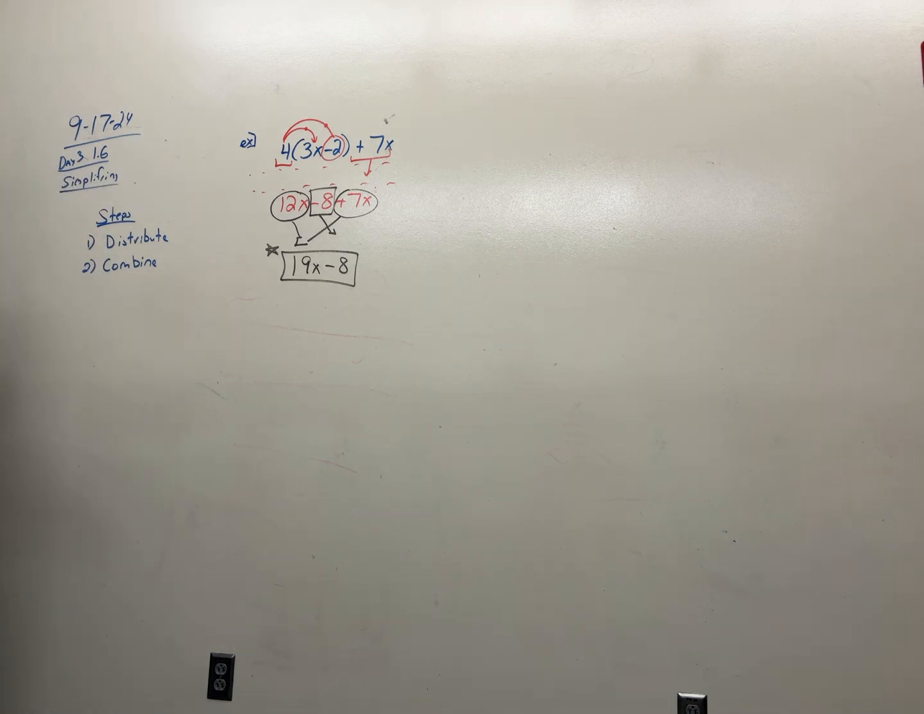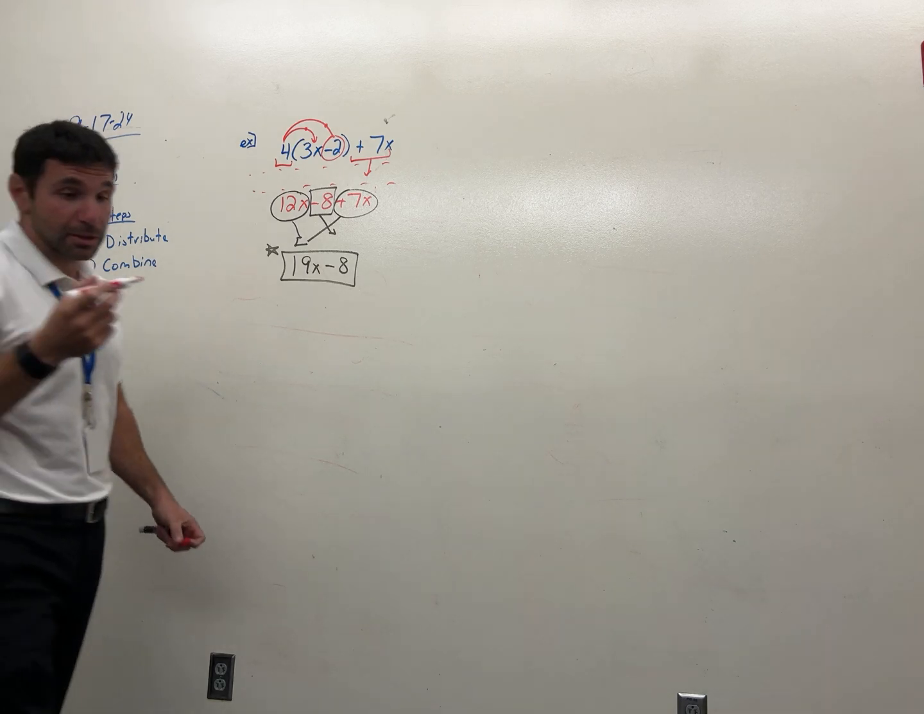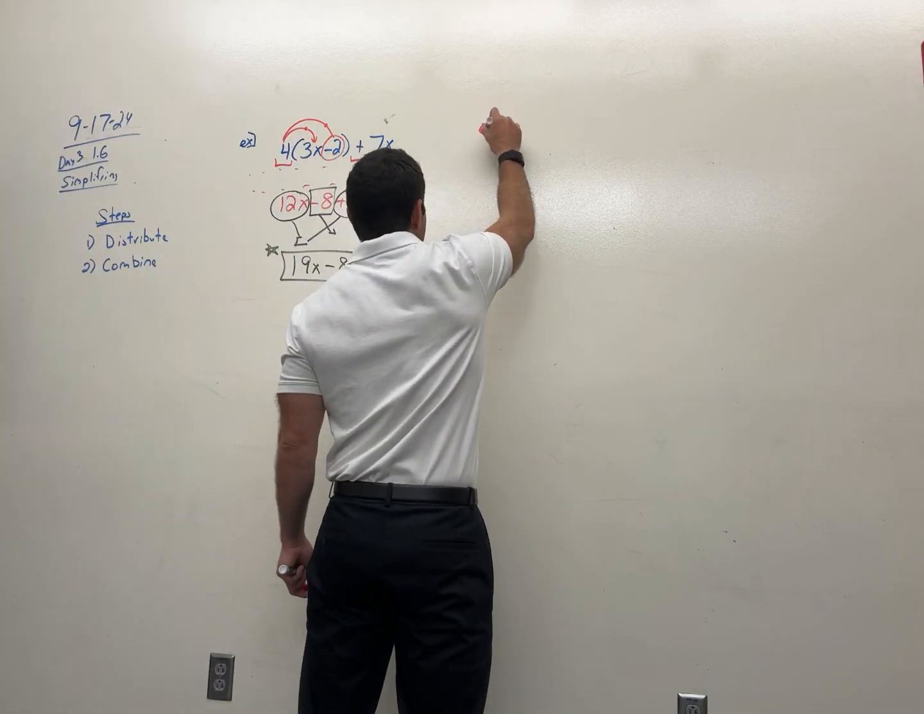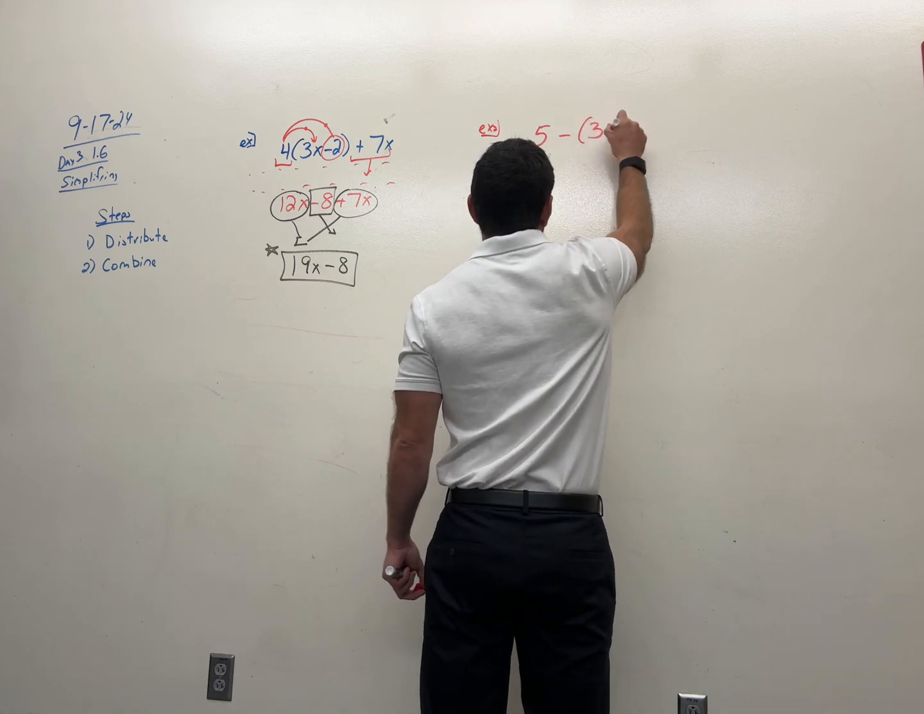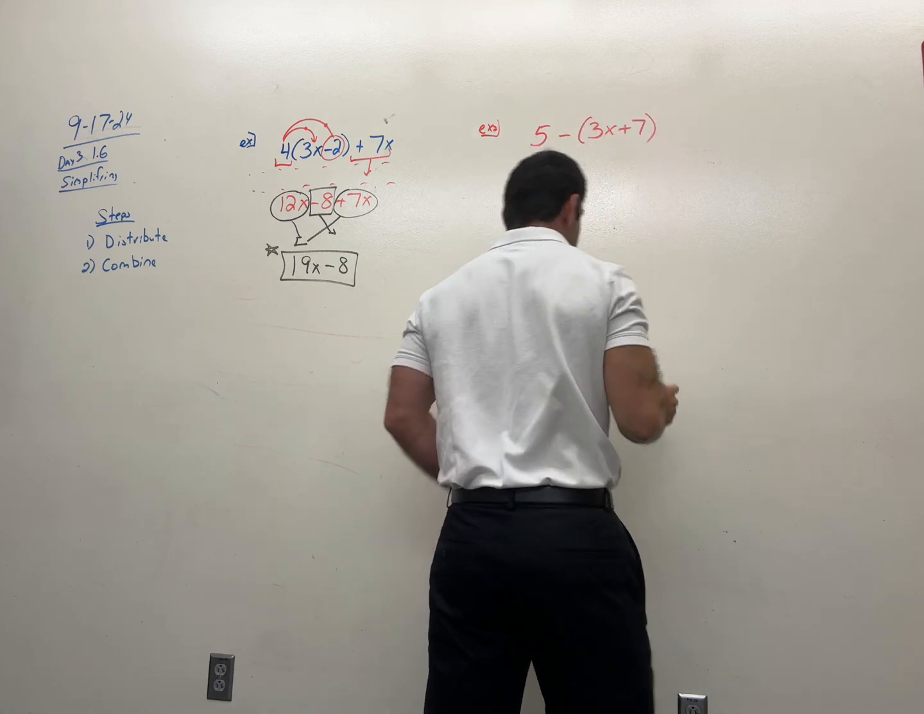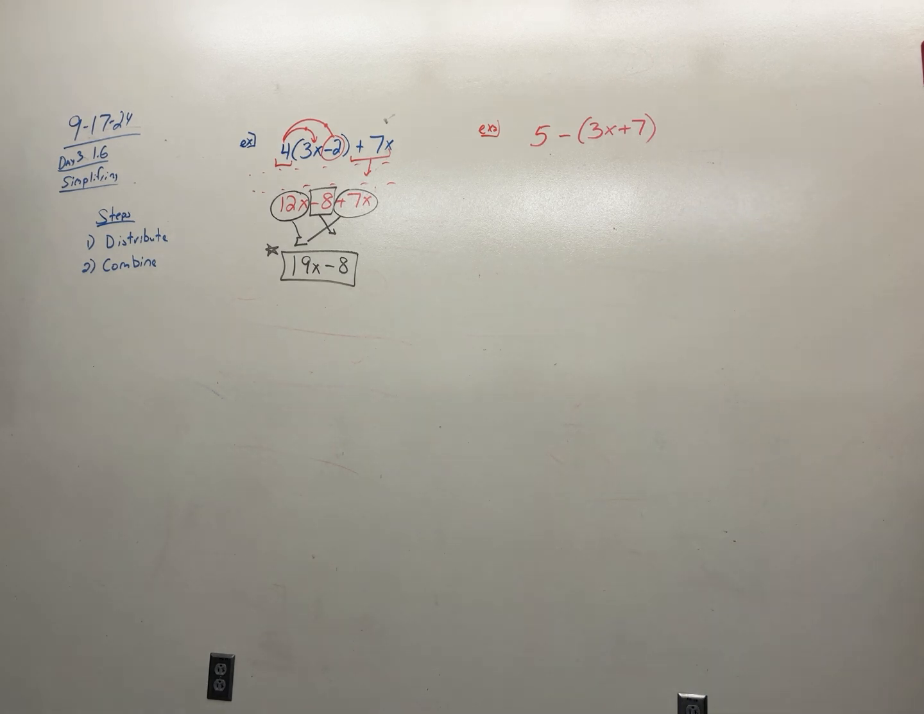Have I lost anybody there? No. Now, here's another one that's going to be tricky. So let's go 5 minus the quantity 3x plus 7. What if there's no distributing? If there's no distributing, then we just combine. But is there distributing?